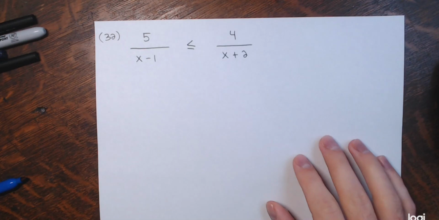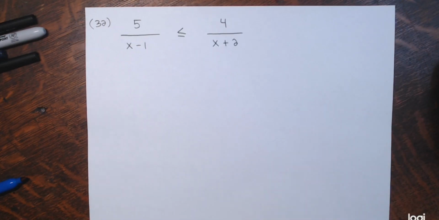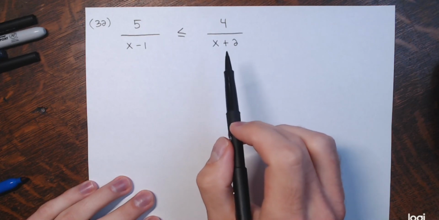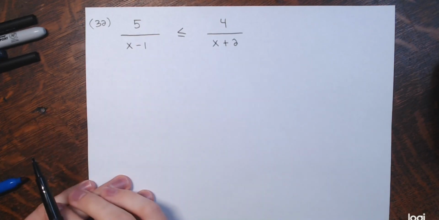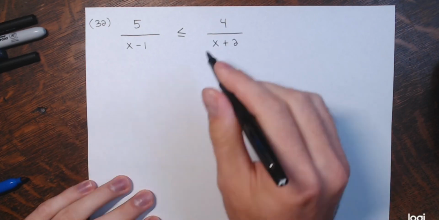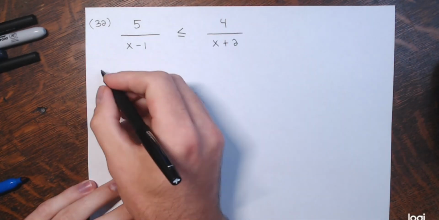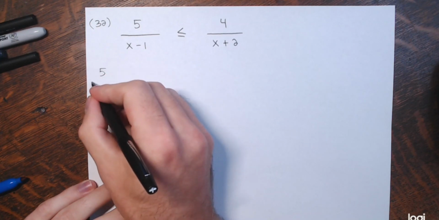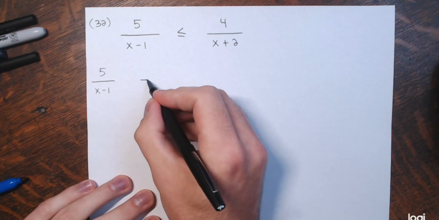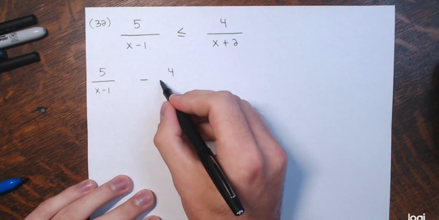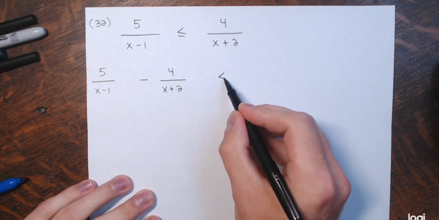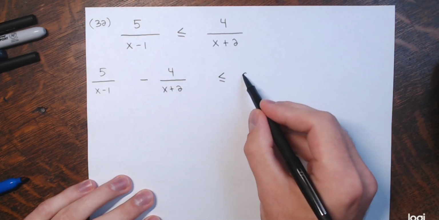All right, and then last but certainly not least, finally, example 32. So once again, I don't have what I want. I want everything on one side, 0 on the other, and then make that one side a single fraction. So I'm going to subtract the 4 over x plus 2. So we have 5 over x minus 1, and then minus 4 over x plus 2, and that's less than or equal to 0.